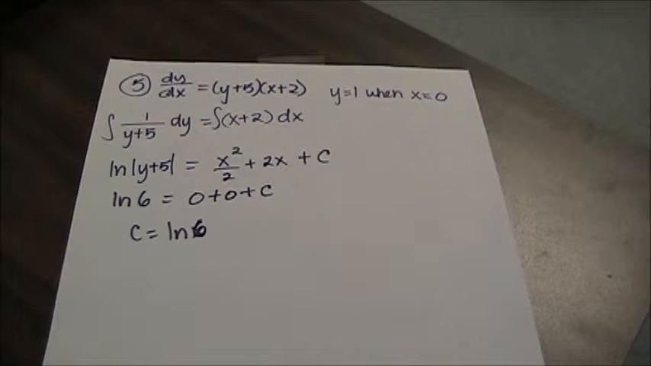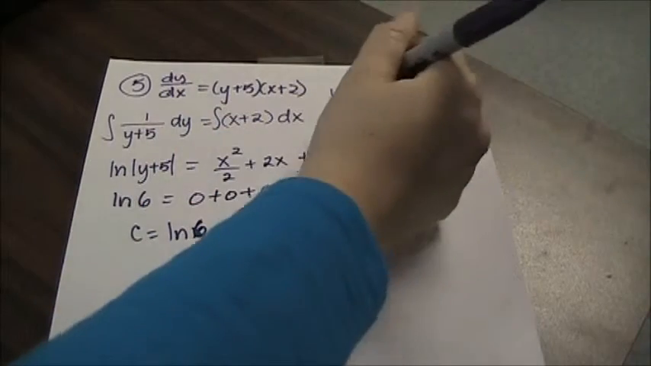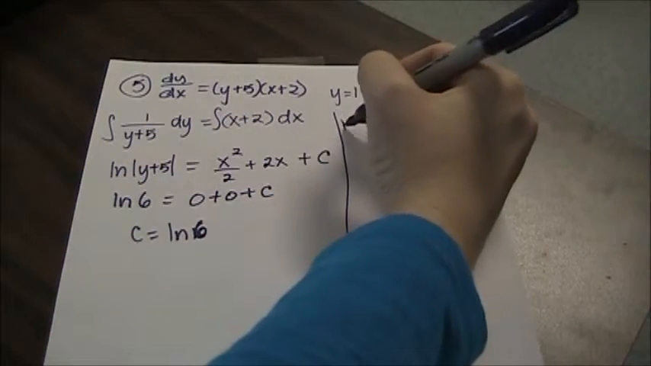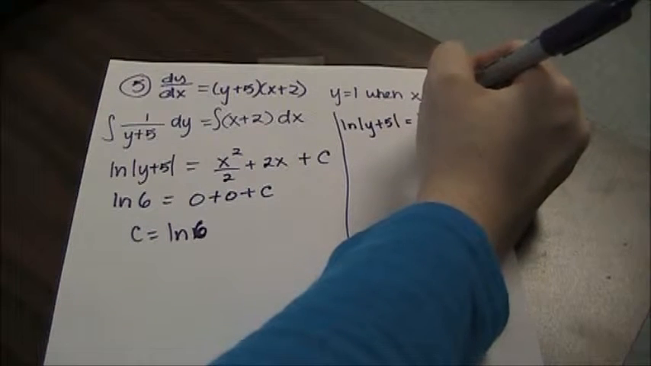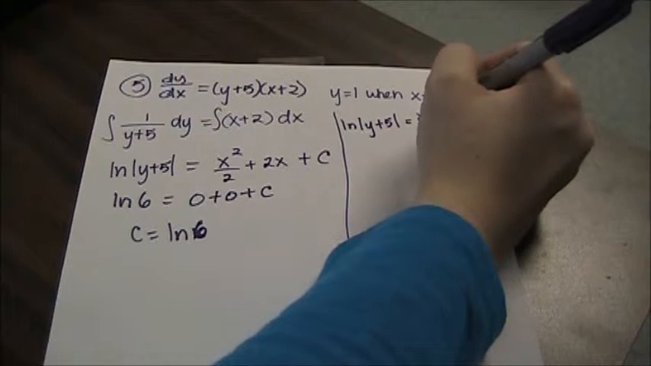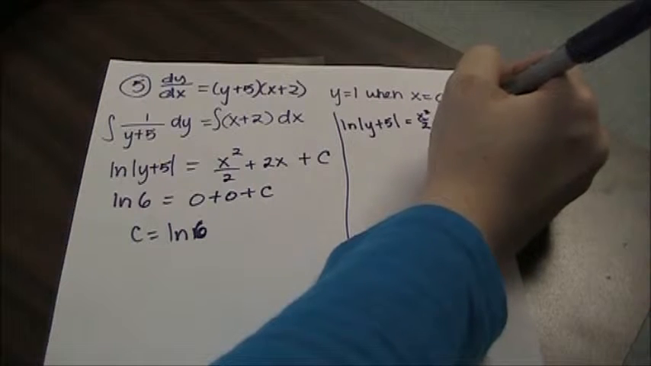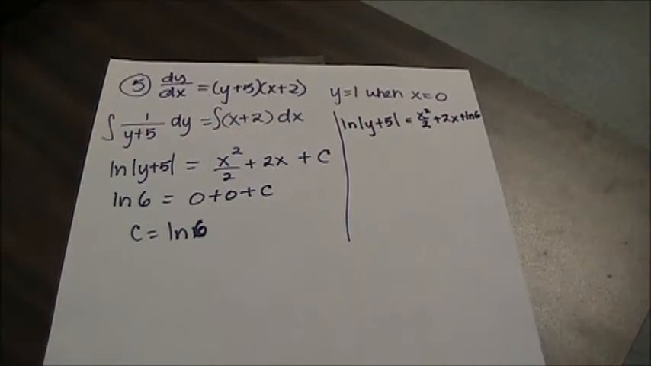So if I plug in c, now that I've found it, into my general solution, I get my particular solution. So my particular solution is natural log of y plus 5 equals x squared over 2 plus 2x plus natural log of 6.